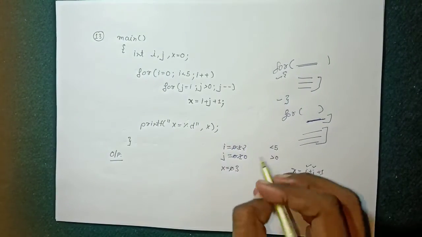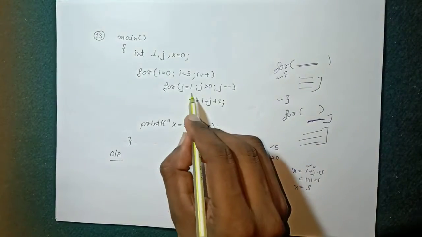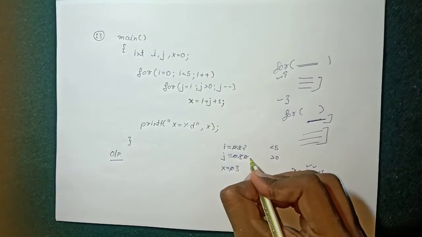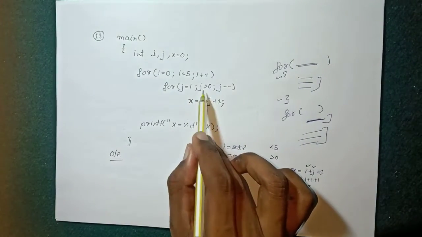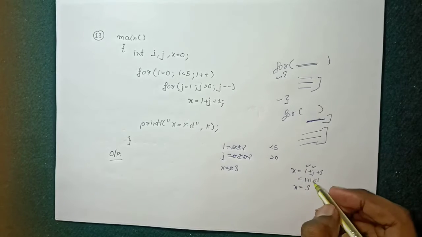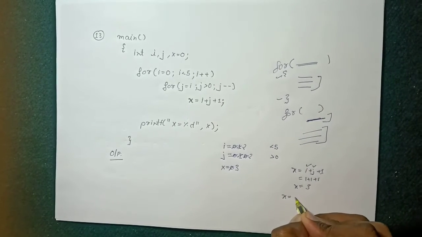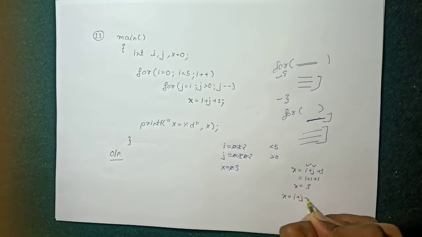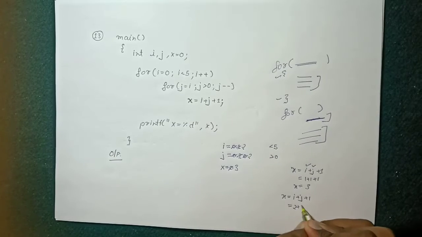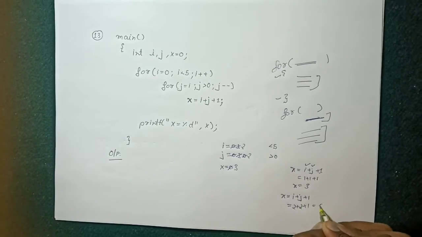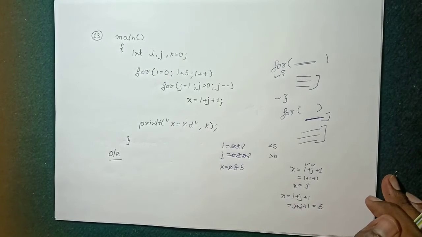Then the inner loop is executed, in which we initialize the value of j by i. The value of i is 2, so the value of j is also 2. 2 is greater than 0, obviously. Then we calculate the value of x. x equal to i plus j plus 1, which means i is 2, j is 2, plus 1, equal to 5, so the value of x becomes 5.